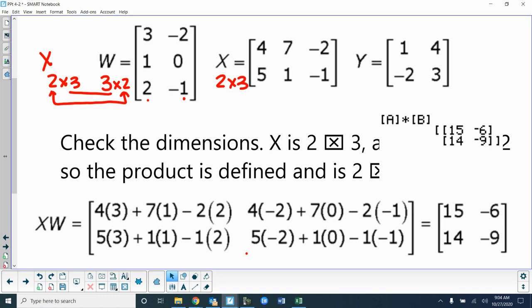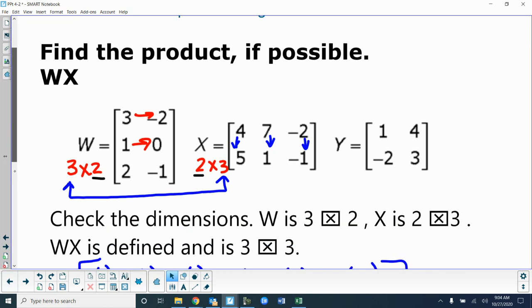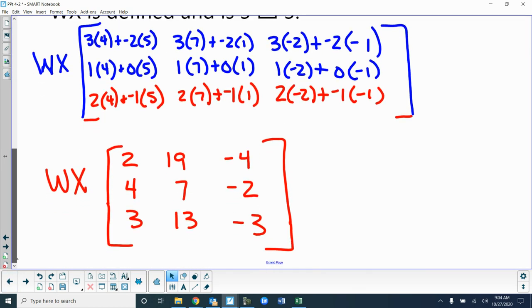Now, on this back one, what did we get? So that was what? WX. So what should you do in your calculator now? Right. Remember, X was which one that you put in? A. And W was B. So go back in and do B times A. See if we got the right answer.